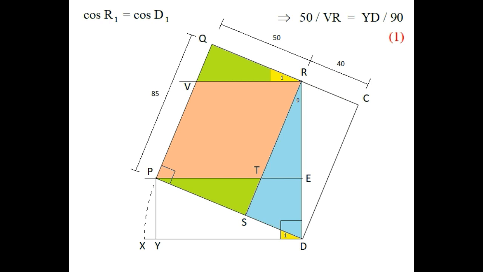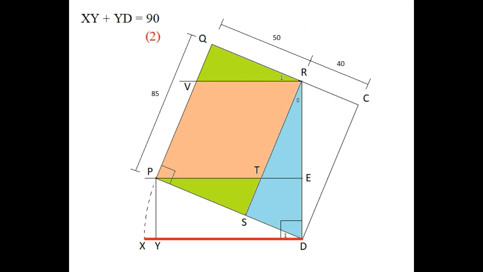The ultimate goal is of course to gather as many equations as there are unknowns. From this we hope to be able to find by elimination our unknown XY. The second equation is easy to verify. XY plus YD equals XD, which was in fact the segment PD rotated around the pivot D. PD is the height of the sofa and equal to 90. Therefore XD must also be 90. So XY plus YD equals 90. This is equation 2.